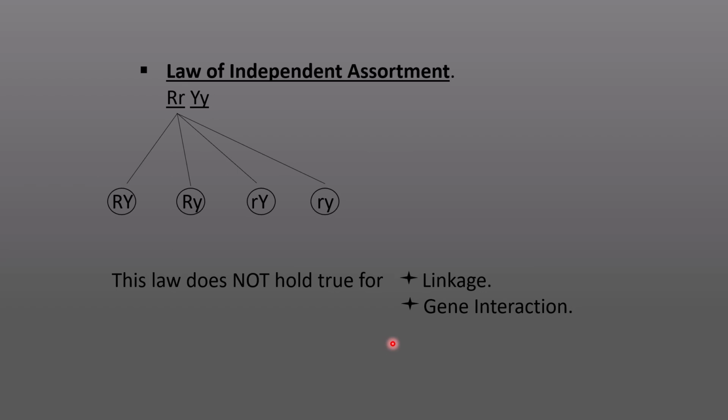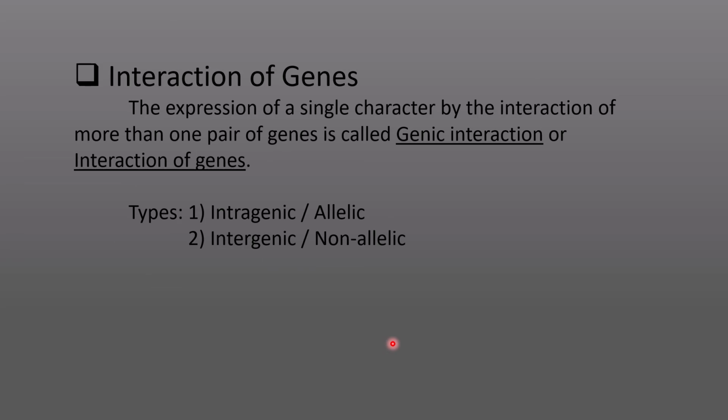So this can be called a deviation from Mendelian genetics, where the monohybrid, phenotypic and genotypic ratios will be different. So we can also call it a modification of Mendelian ratios. Coming to gene interaction, or interaction of genes: the expression of a single character by the interaction of more than one pair of genes is called gene interaction.